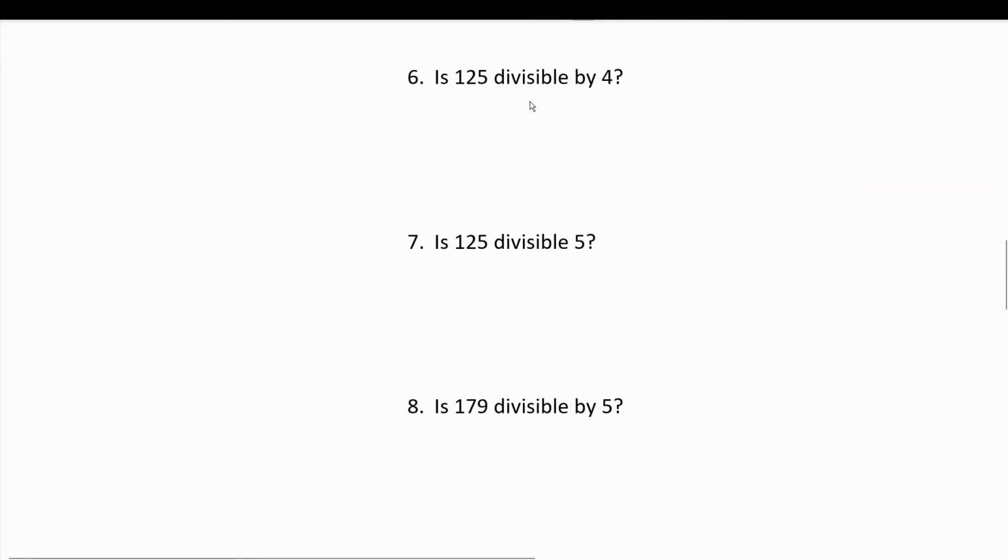It says, is 125 divisible by 4? Again, we're looking at the last two digits of the number. Is 25 divisible by 4? It's not. So we can say with confidence and without having to do long division that 125 is not evenly divisible by 4.